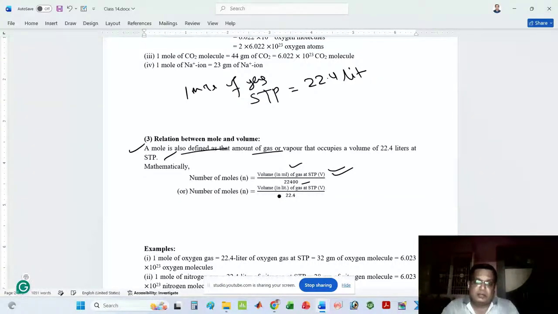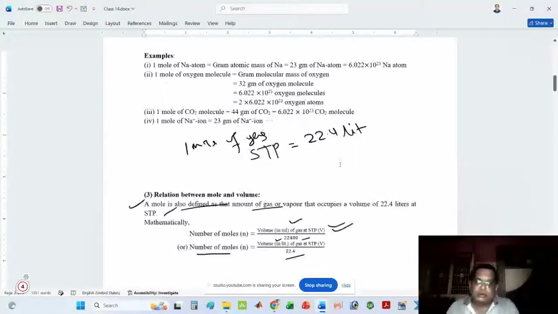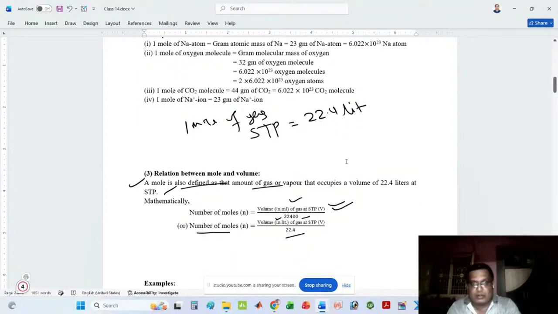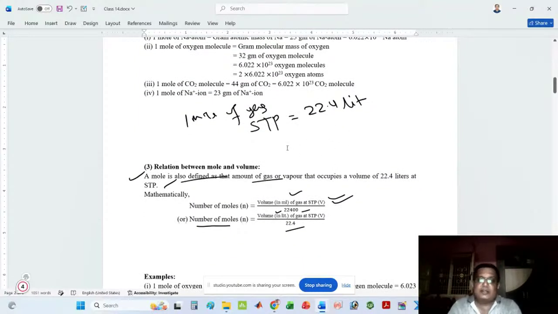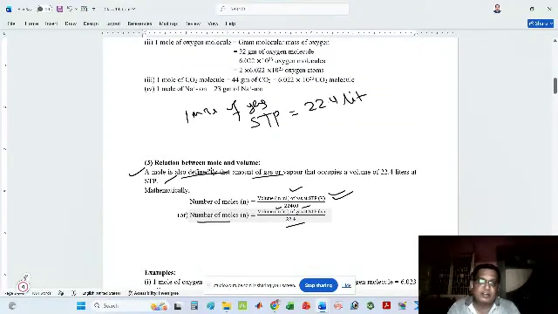If the volume is given in liter, then number of mole N is equal to volume in liter of gas at STP divided by 22.4. That means in volume, the mole must be equal at STP condition. You can also relate volume to mass and volume to number. That means we can relate them to each other: mole to volume, number to mass, number to volume. As per your choice, you convert the parameters as per the main concept.